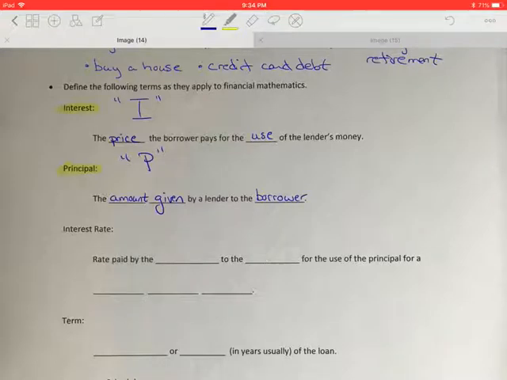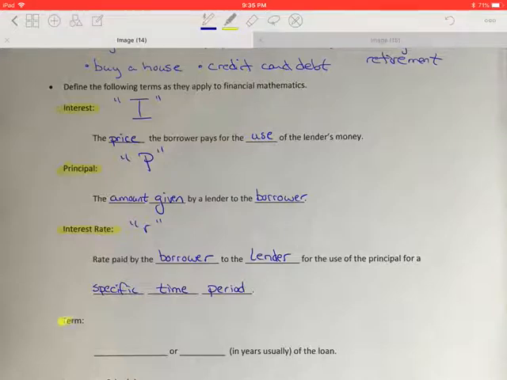Then of course we have the interest rate. So for interest rate, we typically use a small r, and that is the rate paid by the borrower to the lender for use of the principal for a specific time period. Okay, you have smaller time periods on things like car loans. Those are usually 5 years, so you'll pay maybe 5% a year on the principal in interest. Or if you have something like a mortgage, it may be a 15 or 30-year loan.